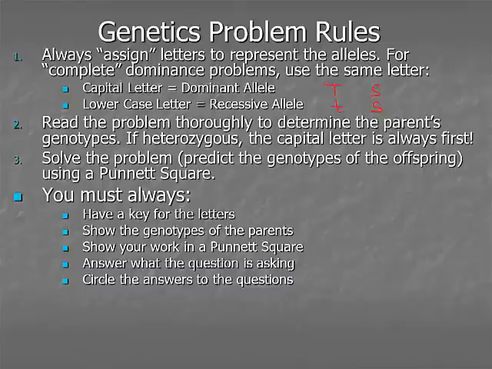While solving these problems, please keep in mind, you must always have a key for the letters, show the genotypes of the parents, show your work in a Punnett square, answer what the question is asking, and finally circle the answers to the questions.